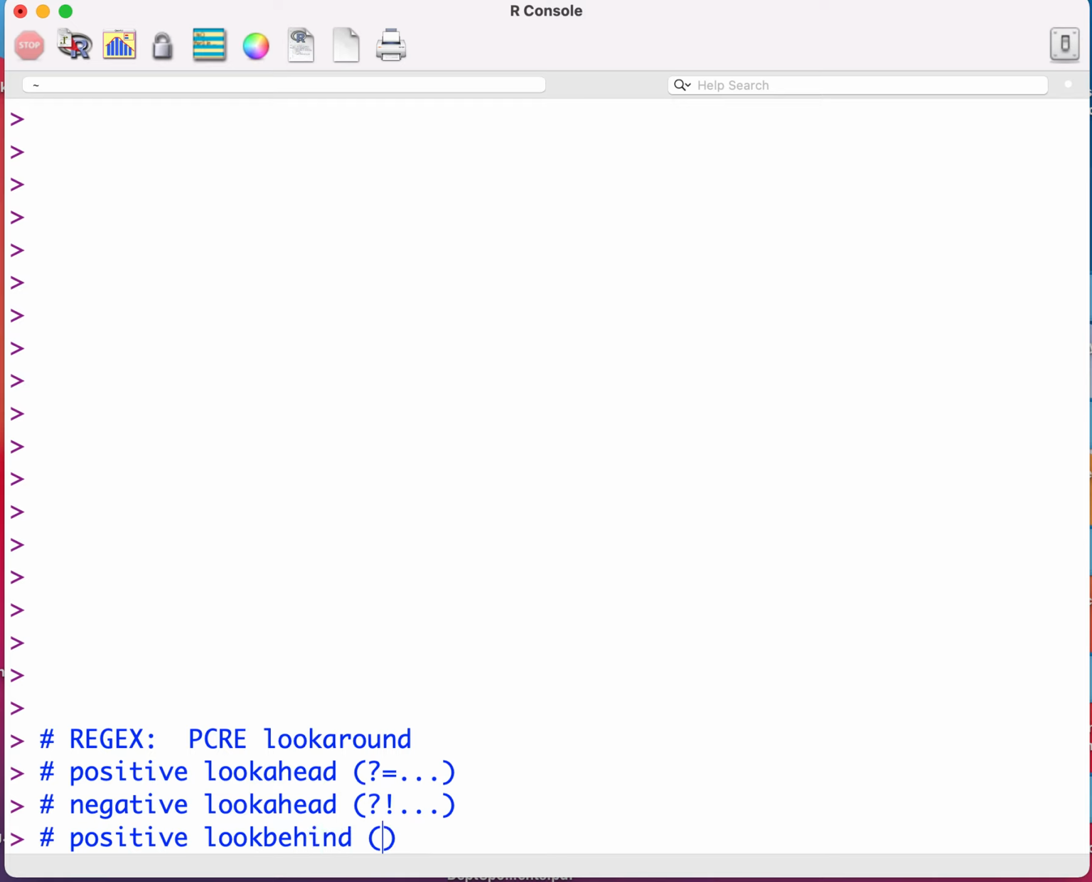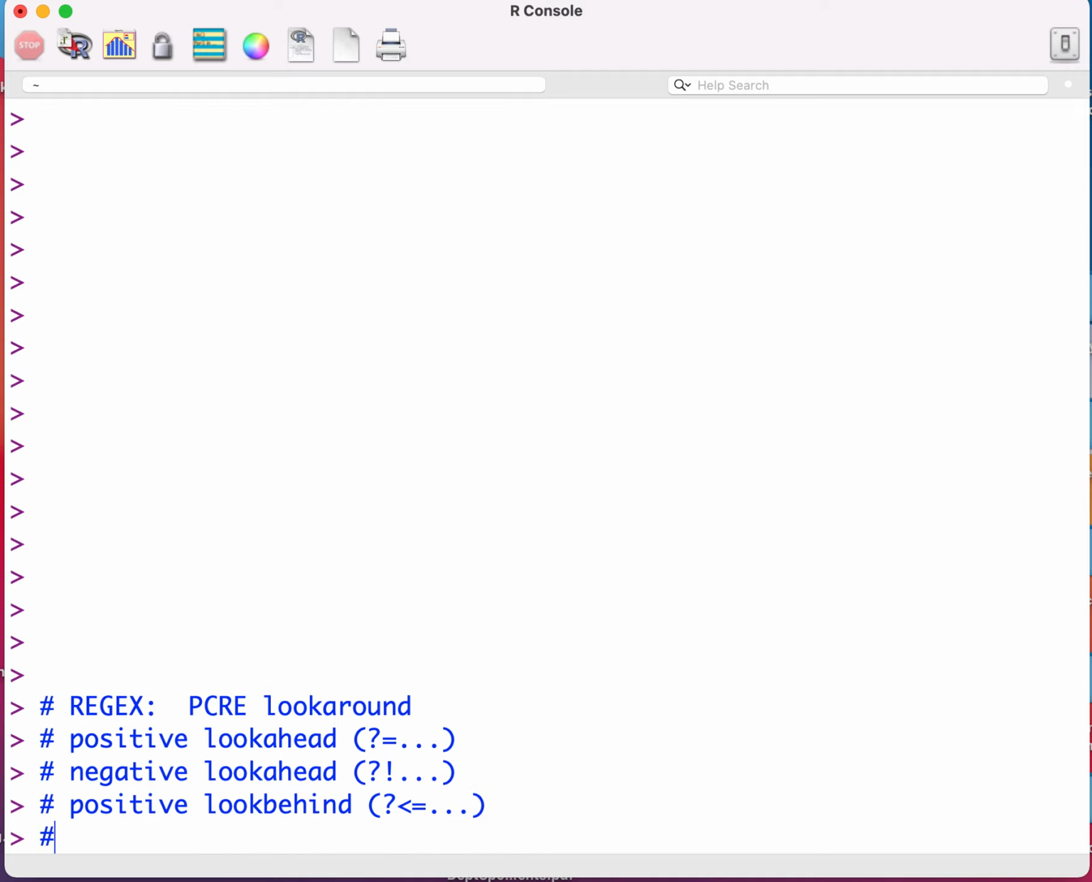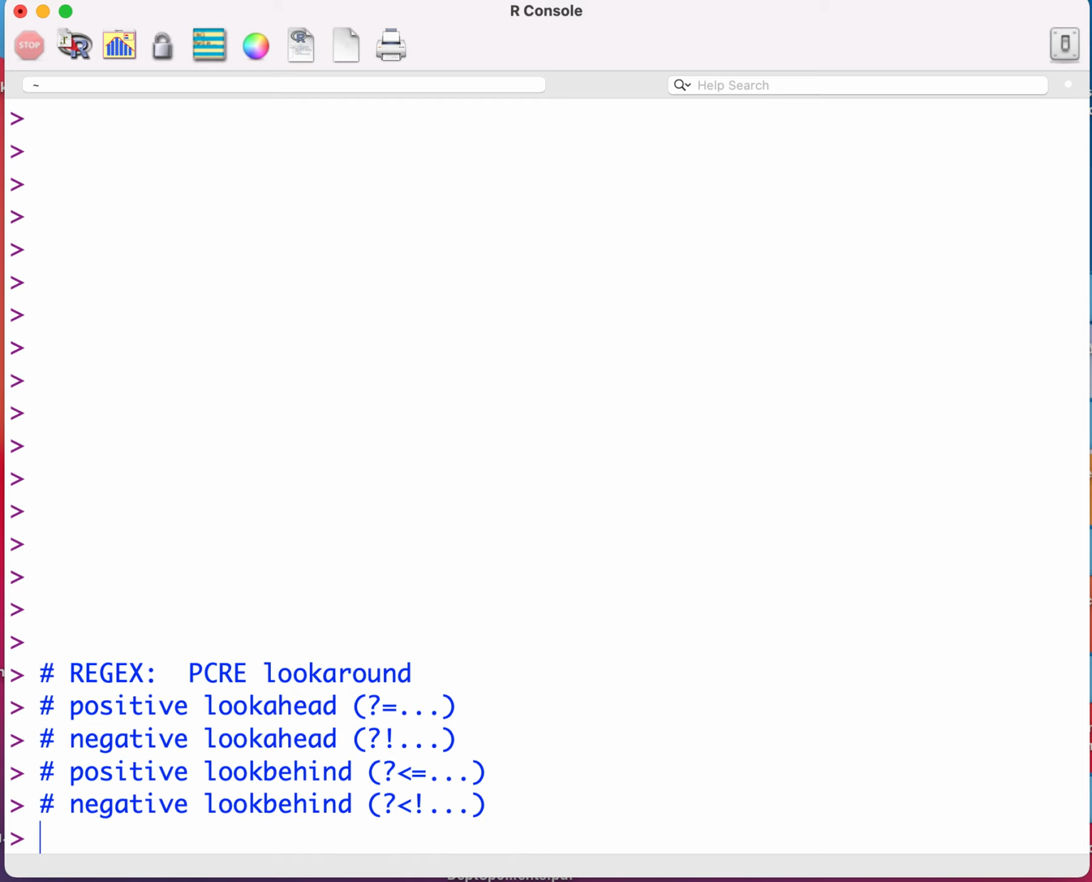There's positive look behind that has almost the same setup, but it looks like this with an equal. Has this less than sign stuck in. And it's going to try to look behind, is it preceded by a pattern, which won't be included in the string. And then there's negative look behind, which means it's not preceded by a string.